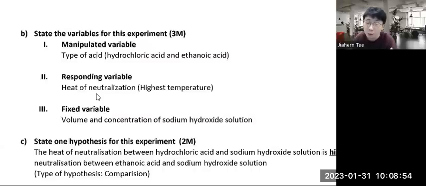Then number 3, what you need to be fixed, what you need to keep constant throughout the whole experiment, is the volume and concentration of your alkaline. Because you're changing the type of acid, your alkaline must be the constant variable, it must be fixed. So in this case, you must write volume and concentration. They come in a package. Don't just write volume, don't just write concentration. You must write both at the same time. So that's your fixed variable.